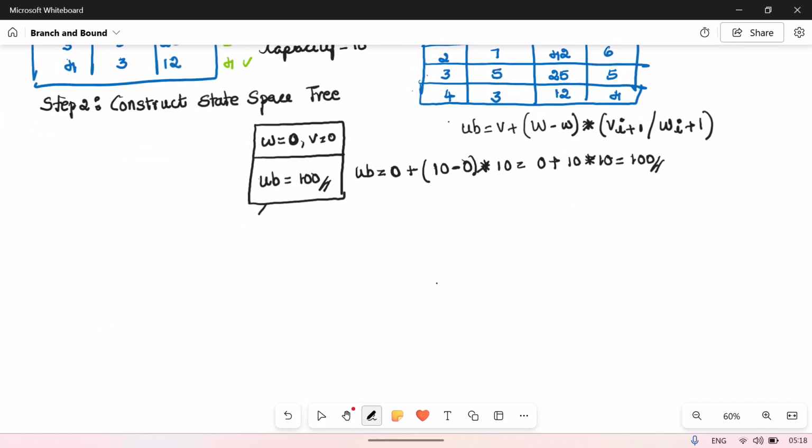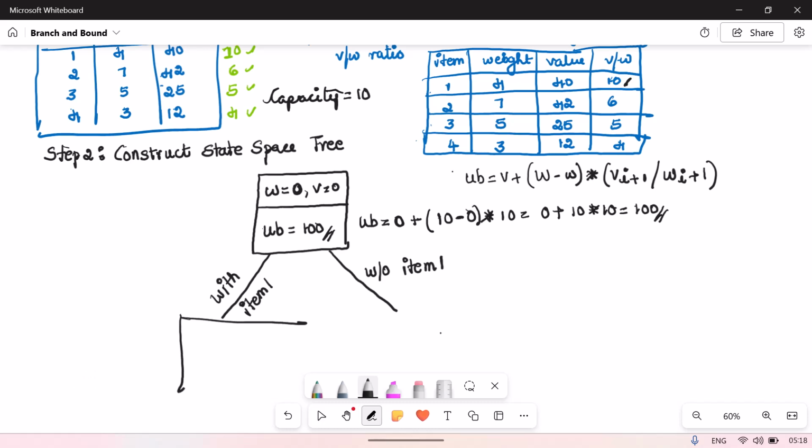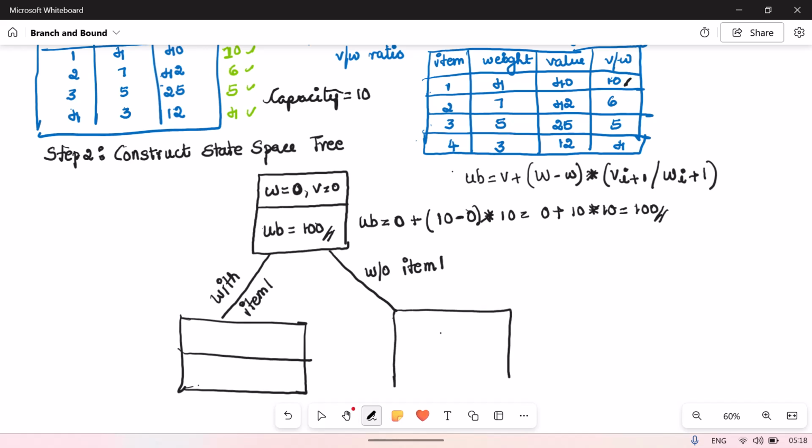Let us go and build the tree now. So there are 4 items. So I will start with the first item. So I will include that item 1 and without item 1. I'll check which will give me the better solution, and according to that I'll consider and continue with the solution. And one more thing, I'll tell you when I finish this step.